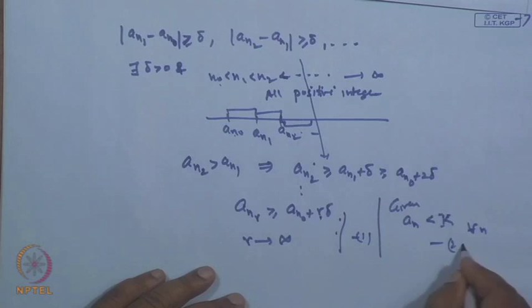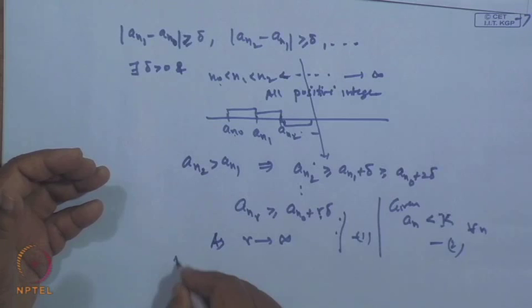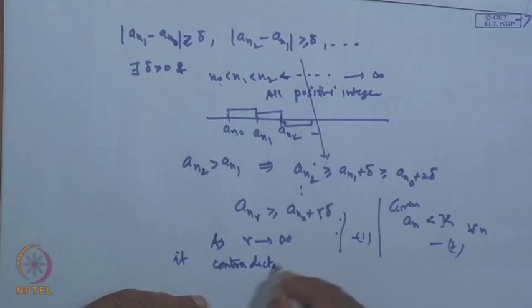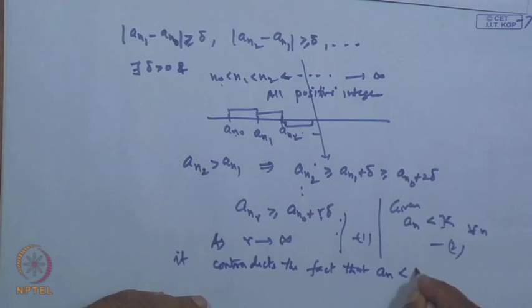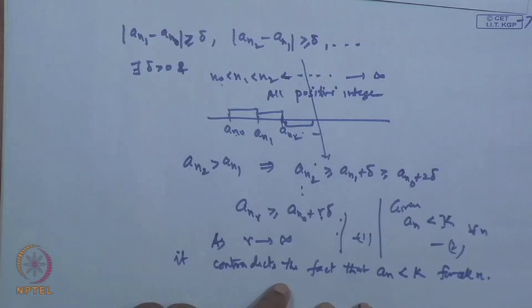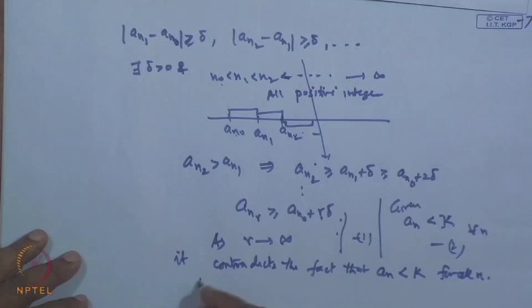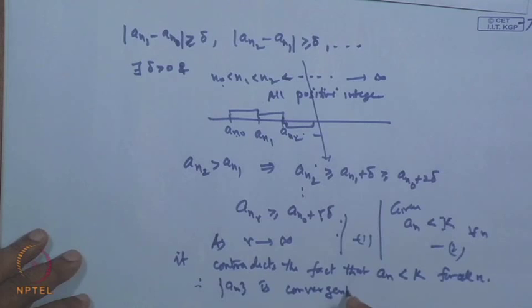So as r tends to infinity, it contradicts the fact that a_n's are less than k for all n. And this contradiction is reached because of our wrong assumption that the sequence is not convergent. Therefore, our sequence a_n is convergent. Okay?